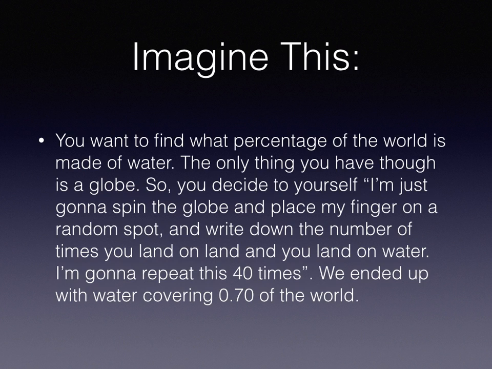So imagine this. You want to find what percentage of the world is made of water. The only thing you have though is a globe. So you decide, I'm going to spin the globe and place my finger on a random spot and write down the number of times I land on land and land on water. I'm just going to do this 40 times. And we end up with water covering 0.7 of the world, or 70% of the world. So 70% of the time, we spun the globe and we landed on water.